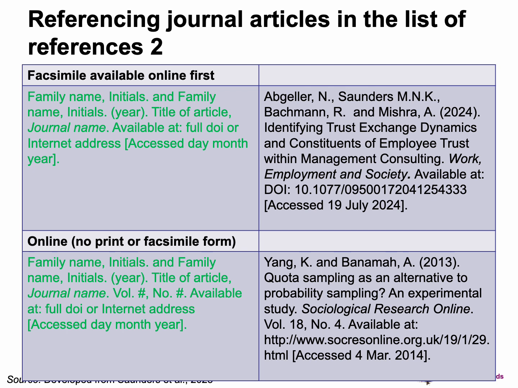And in this case, I put an article by K. Yang and A. Banamar, published in 2018 on quota sampling as an alternative to probability sample and experimental study. This was published in Sociological Research Online, so the journal name is in italics, and we have a volume number and a part number, but no page numbers. And in this case, we've given the internet address where it's available and the date it was accessed.